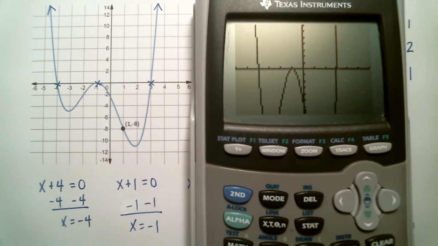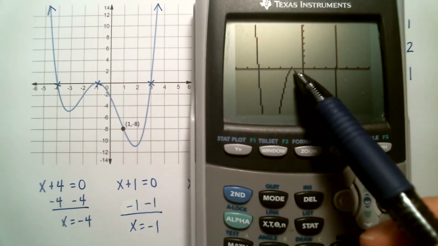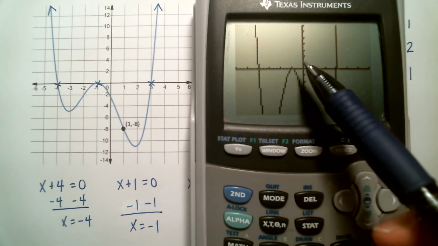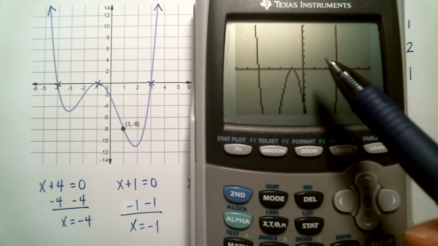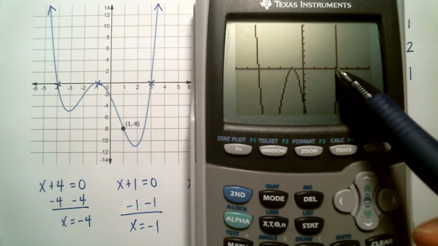And we didn't get the same picture. If you notice, our x-intercepts are correct. We have a tick mark every 1 unit on the x-axis. So this is -1, -2, -3, -4. So we do have x-intercepts at -1 and -4. And our last x-intercept is at 3.